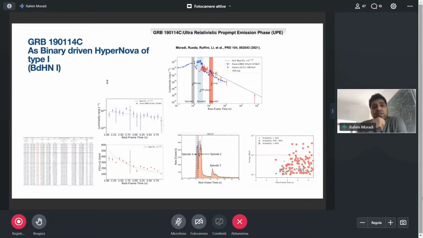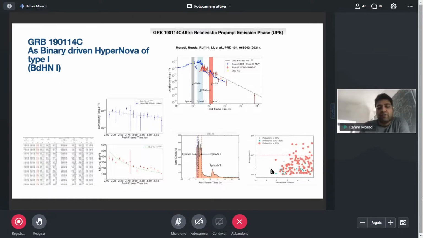One of the most interesting GRBs, around 2 years ago, was GRB 190114C, which in our classification is a binary-driven hypernova, which I will explain a bit. Here it shows the total light curve. In the first 100 seconds, the energy is around 10^53 erg. We have different episodes in this GRB.